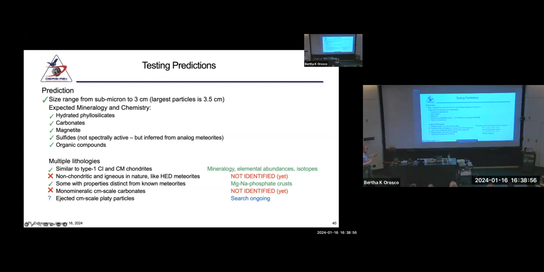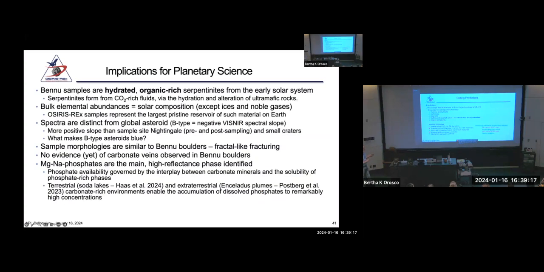And no sign of monomineralic centimeter scale carbonates. So the centimeter scale particles are coated in phosphates. Does that mean the veins are phosphate? We're not ready to go there yet, but we're certainly not seeing large vein material like we thought. And not enough work done to know if we have the ejected particles. The search is ongoing for those. We are starting to see some space weathering signs on the surfaces of some of the stones.